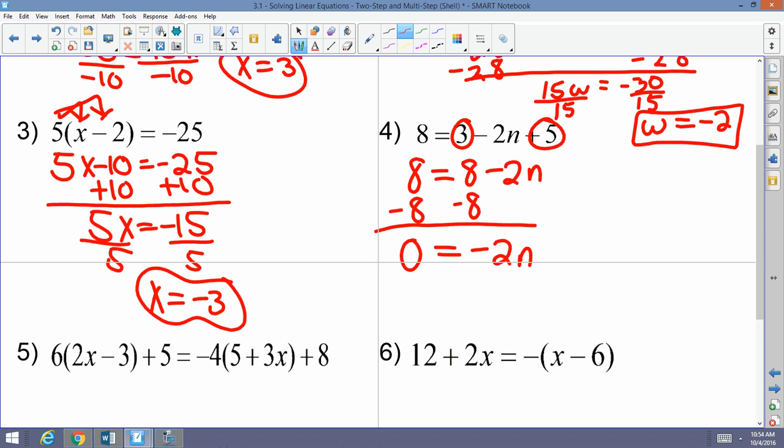Like anything else. What's the relationship between -2 and n? How do you cancel multiplication? So you're going to divide -2 to both sides, so 0 equals n. No, it's not a no solution, but that's the greatest question we've had today. You know why? Because you're never going to make that mistake on a quiz or a test.